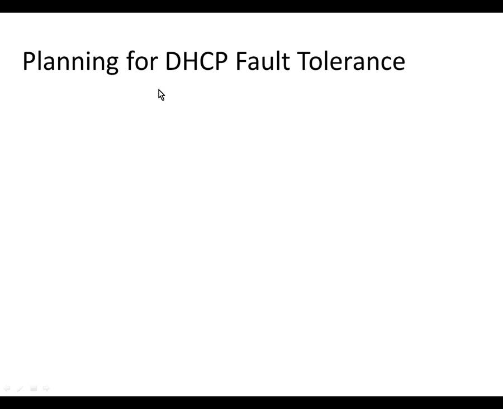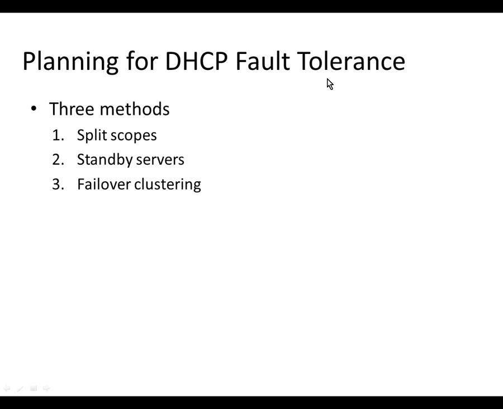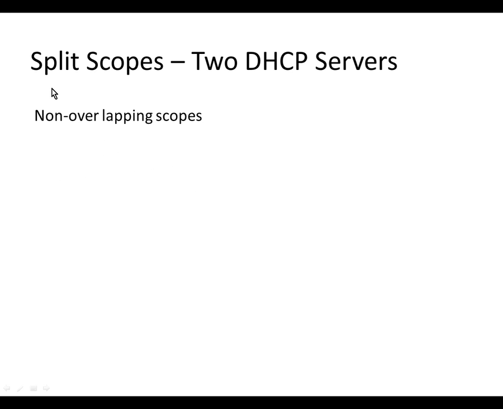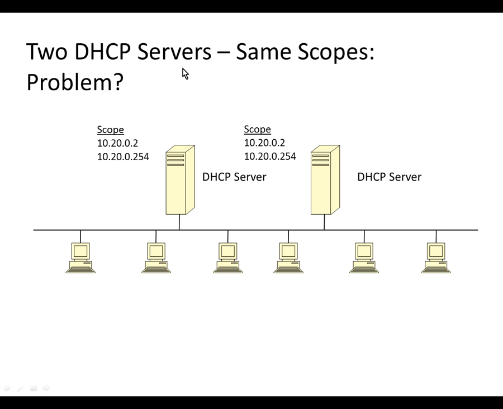Let's discuss planning for DHCP fault tolerance. 3 ways to go: split scopes, using a standby server, or implementing failover clustering. If you have split scopes and you have 2 DHCP servers, they should have non-overlapping scopes. Suppose you have 2 DHCP servers and they have identical scopes. Both of these scopes go from .2 to .254, and this scope also goes from .2 to .254.